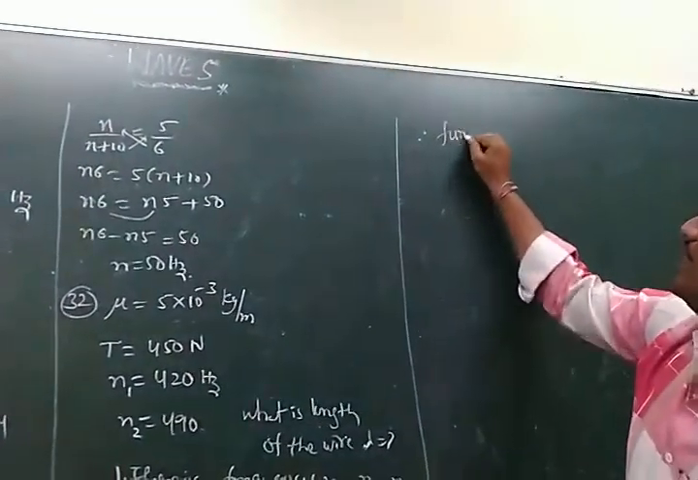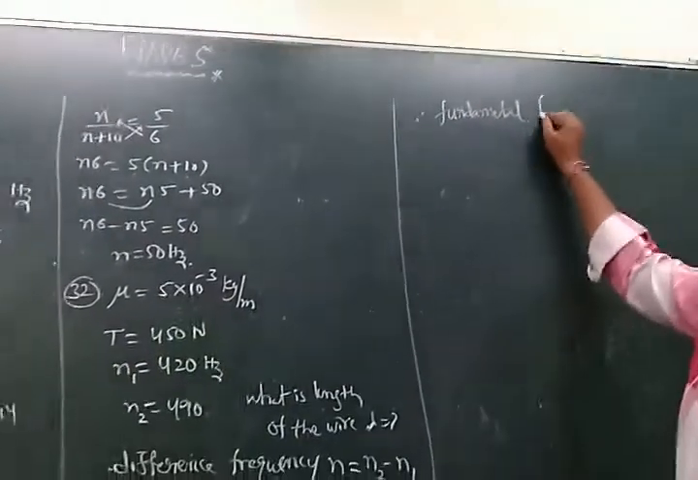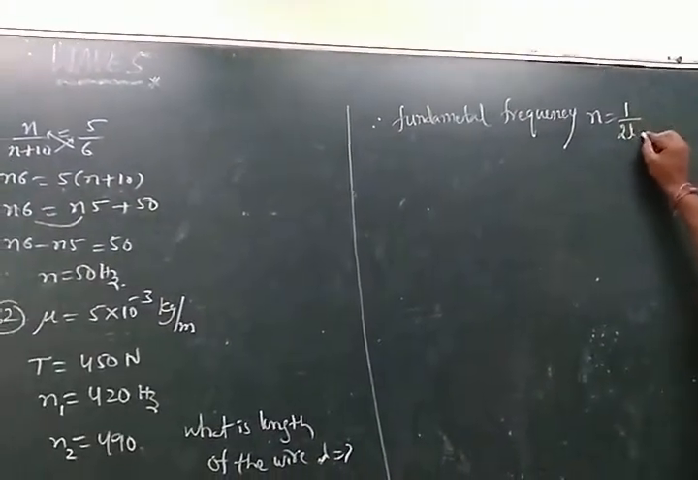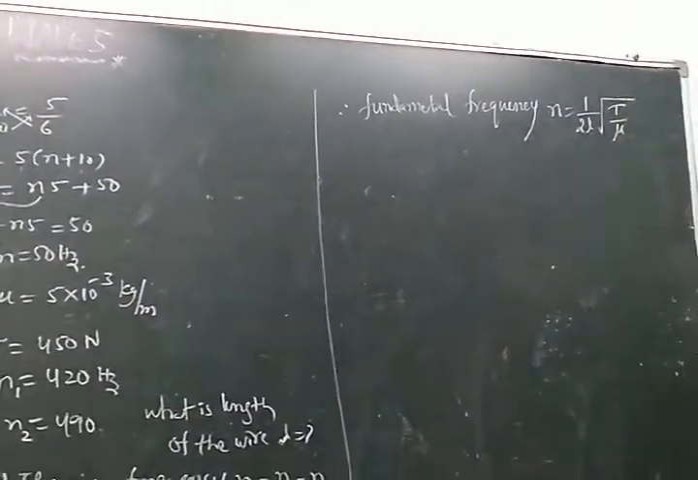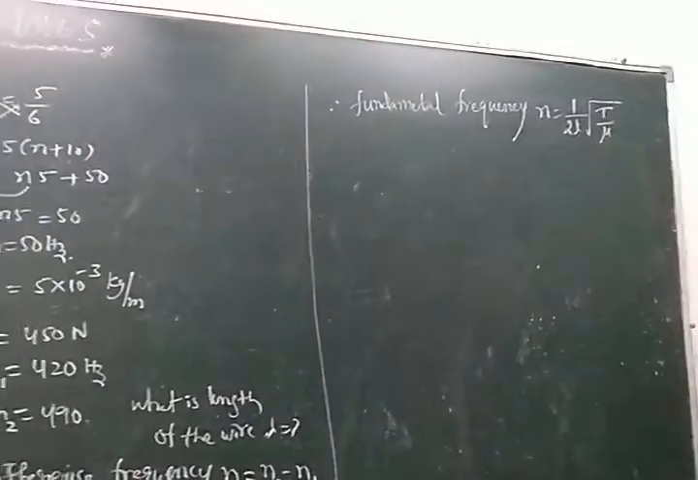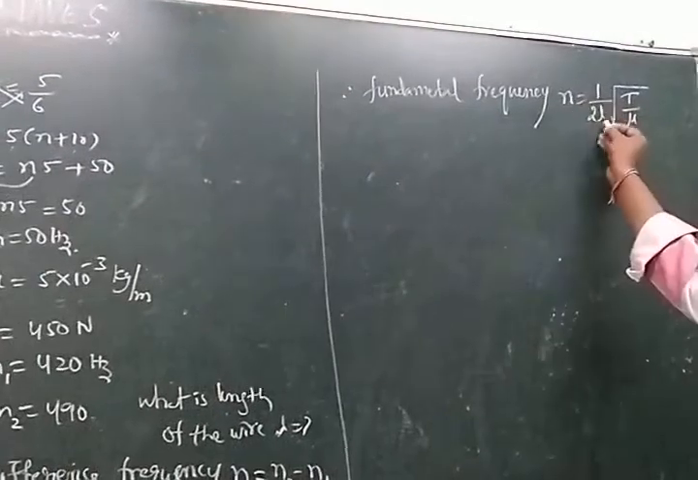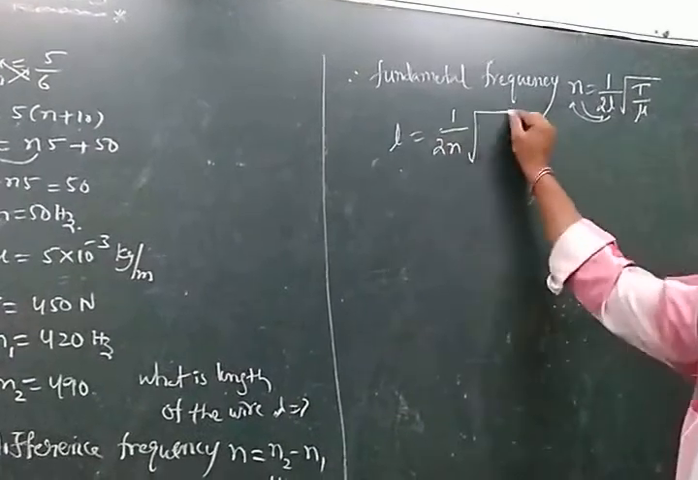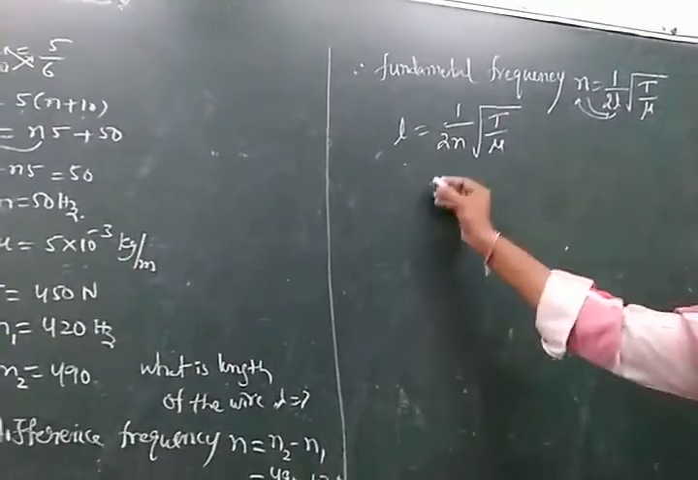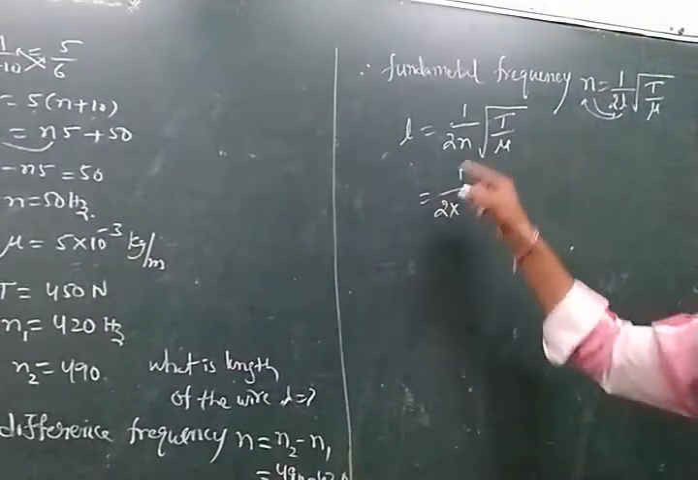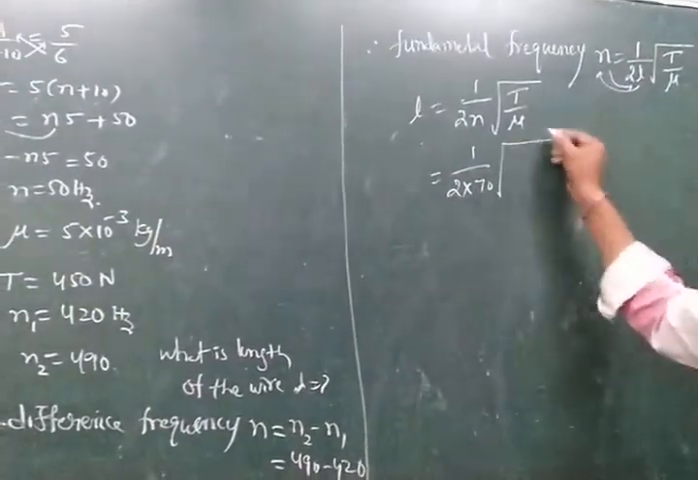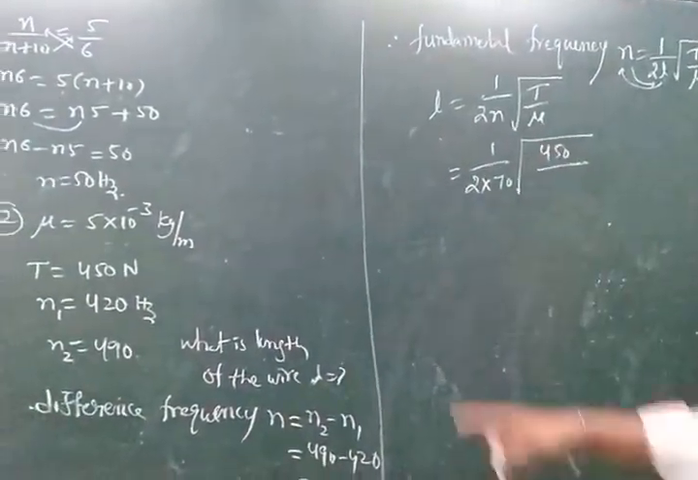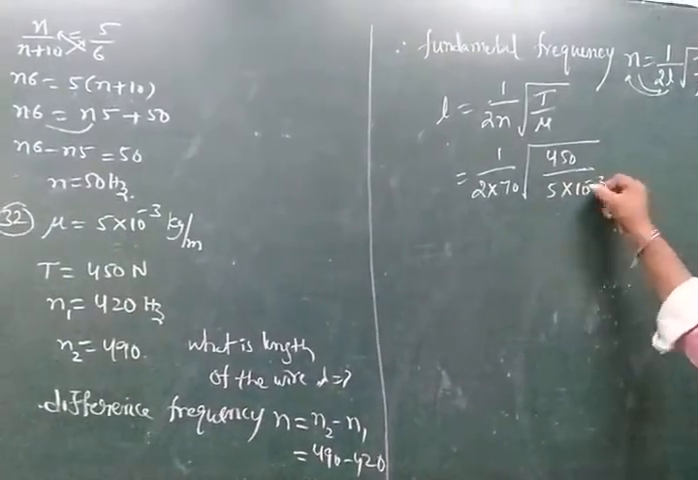Using the fundamental frequency formula, n is equal to 1 by 2L under root of T by mu. Mu is nothing but the linear density. Then find L. L is taken this side and n is taken this side. Then L is equal to 1 by 2n into under root of T by mu. L is 1 by 2 into n, where n is 70, under root of T, tension is 450, by mu, the linear density, 5 into 10 power of minus 3.